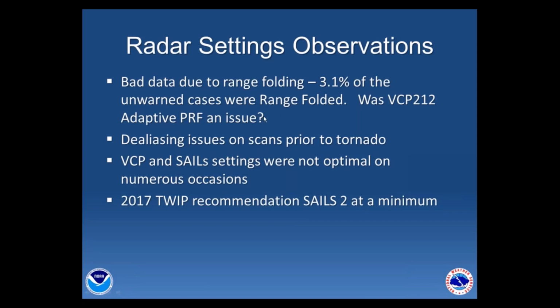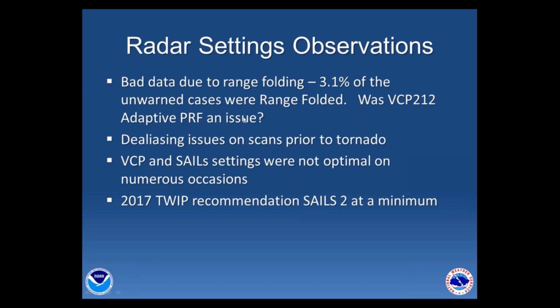But as Fred mentioned, we did have bad data due to range folding, which was 3.1% of our unwarned cases. Was that due to adaptive PRF issues? Are we in office monitoring, making sure that we are adjusting our PRF to make sure that it's correct and that we have the best viewing possible with our radar data? Are we using a surrounding office's radar?